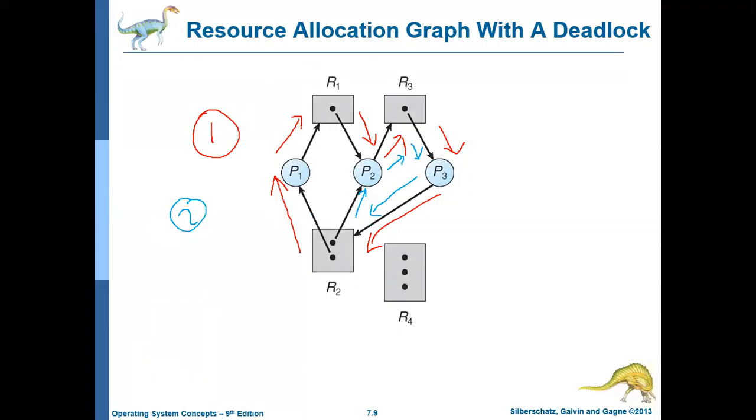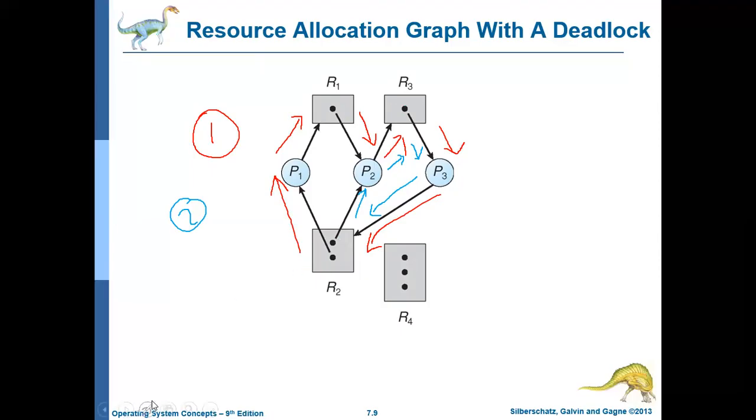If there is no cycle, then there is no deadlock. If there is a cycle, and if all the resources involved in that cycle have only one instance, then there is a deadlock. But if there is more than one instance, then there is a possibility of deadlock. Here R1 has only one instance, R3 has only one instance, but R2 we have two instances. So there is a possibility of deadlock.